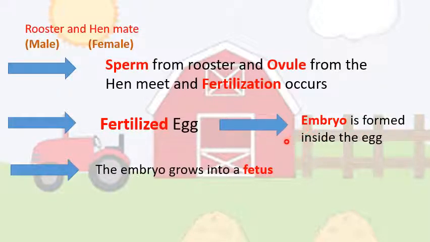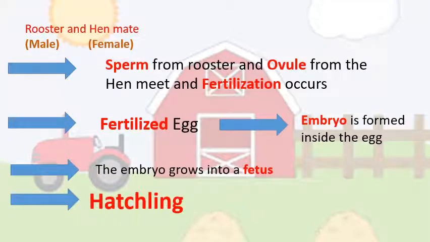This embryo will grow a little bit bigger and we're going to call it a fetus. This fetus will grow till it becomes a hatchling. The hatchling will begin to do what? This hatchling will begin to break the eggshell through its beak. Now, this hatchling will come out of the egg and will become a chick.